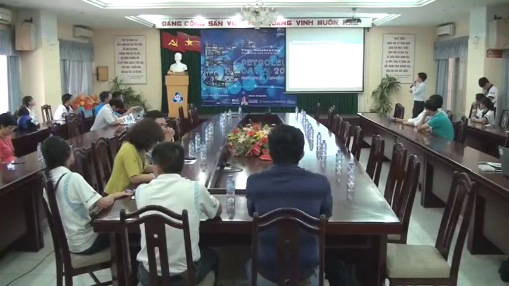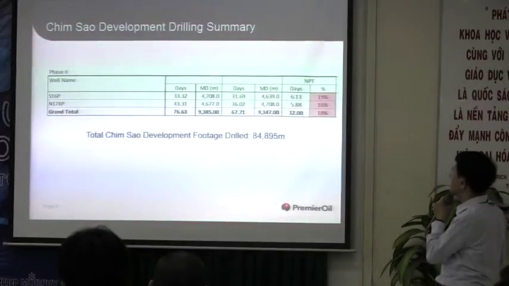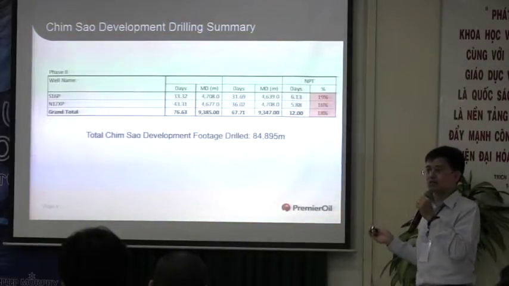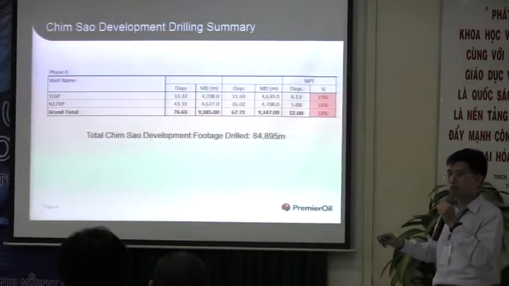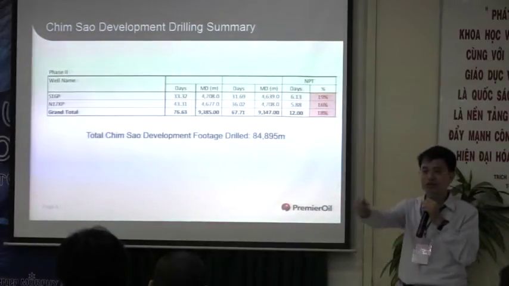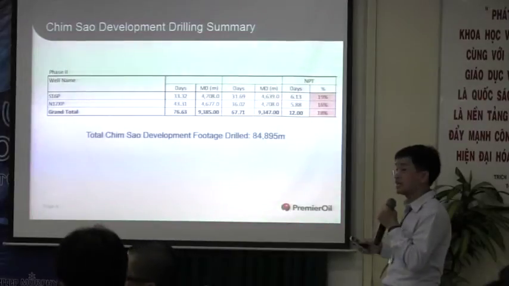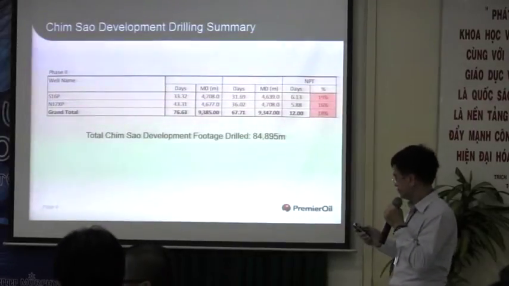For the last 2 wells, we also still have 18%. This number is not good. We want to minimize this one. But how is minimum? What is the minimum? It depends on you guys, on the competency of everybody, inclusive of contractor.